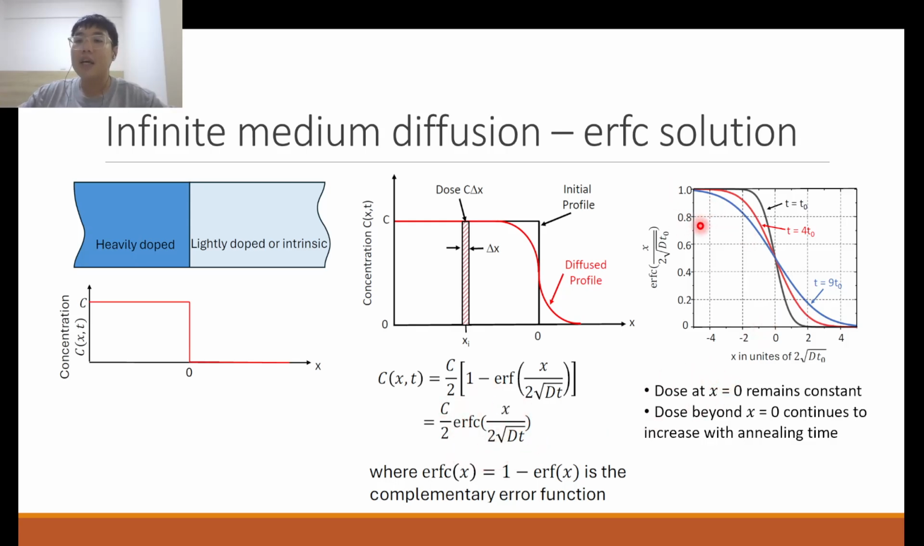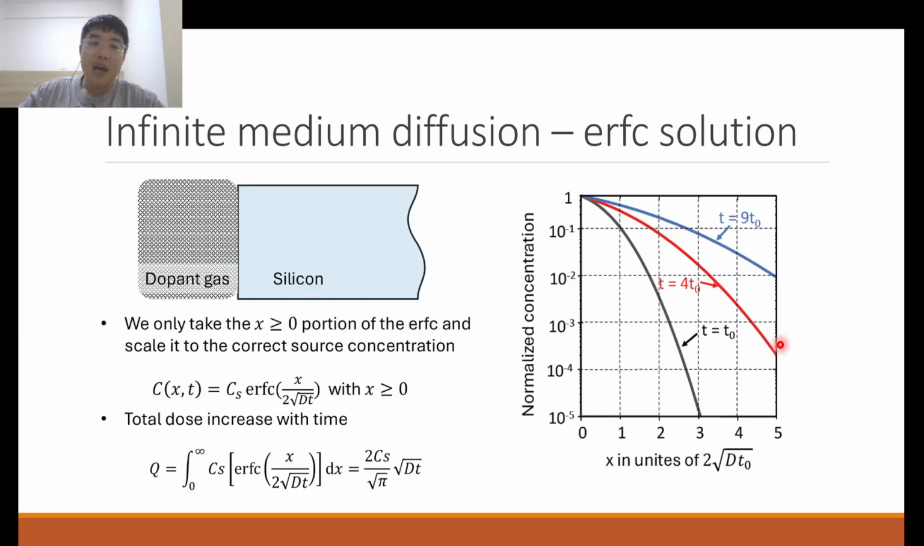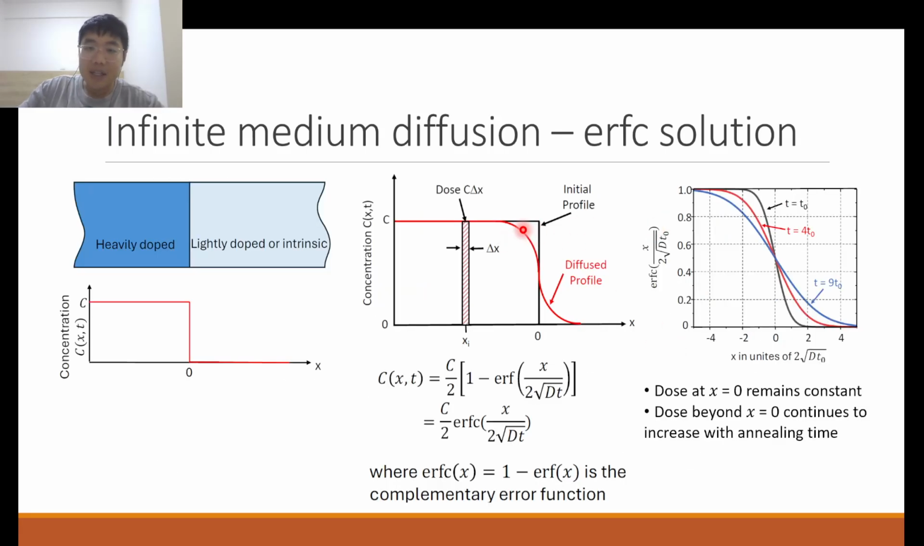Okay, so the unique thing about this function that's very important is that the concentration at x equals 0 always remains constant. It's always half of the concentration at the infinite source. Okay, and the dose beyond x equals 0 continues to increase with the annealing time t. However, most of the time we aren't interested, right? So over here, this part of the curve is still within the film. It's still within the film that's rich with dopants, right? However, we are only interested in the part that's in the silicon, which is this part of the curve.